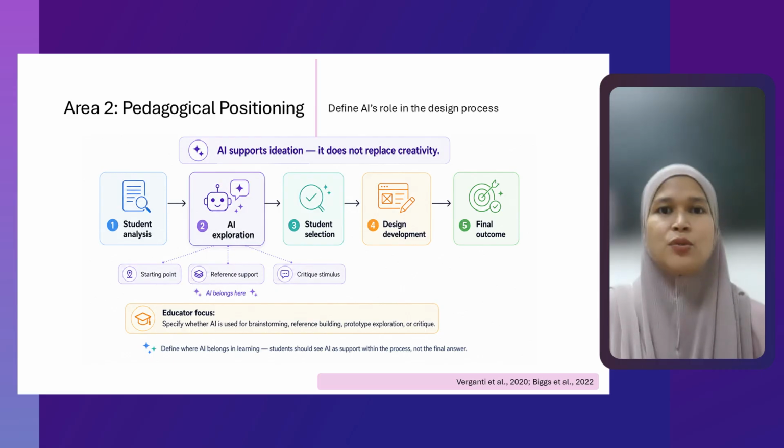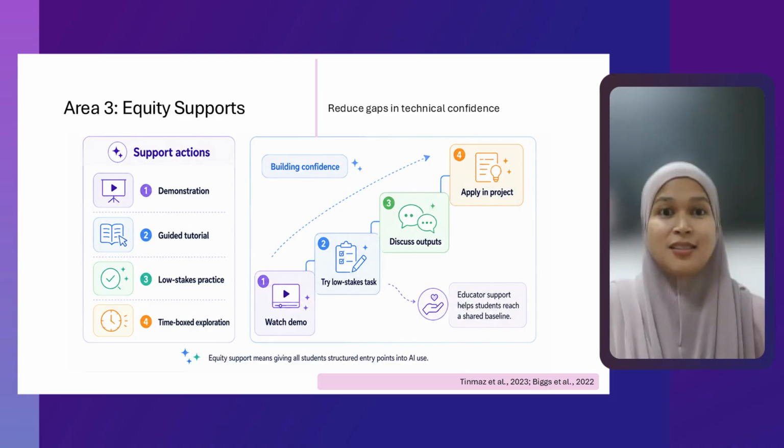By making AI's role explicit in the project brief and rubric, educators can help students understand that AI is part of the process, not a substitute for the process. The third area is equity supports. Students do not enter the classroom with the same level of technical confidence, digital skills, or access to AI tools.